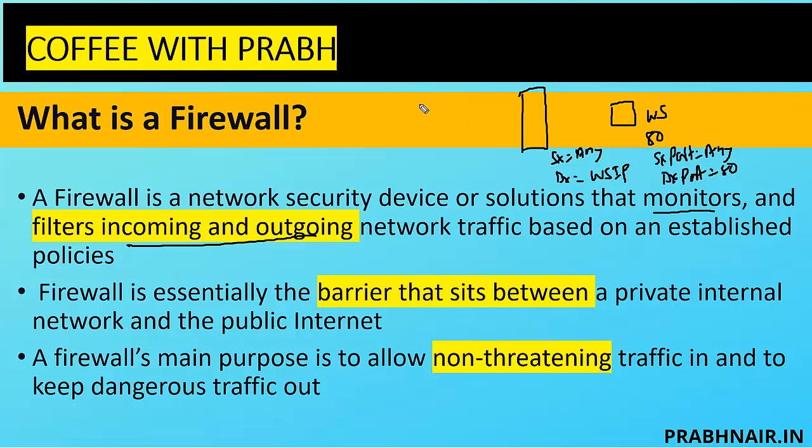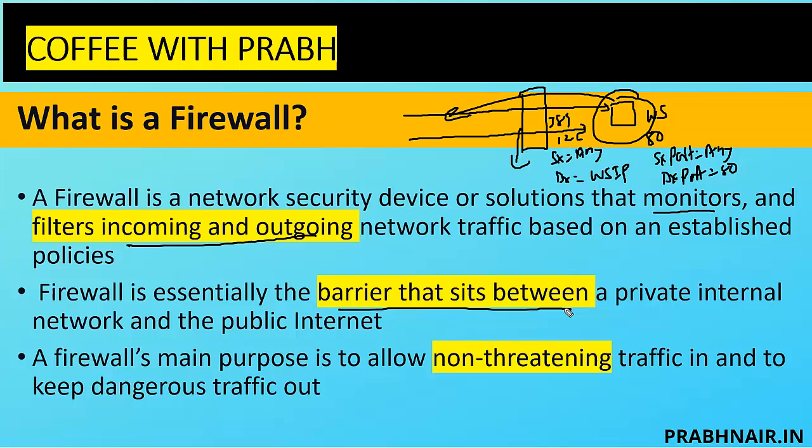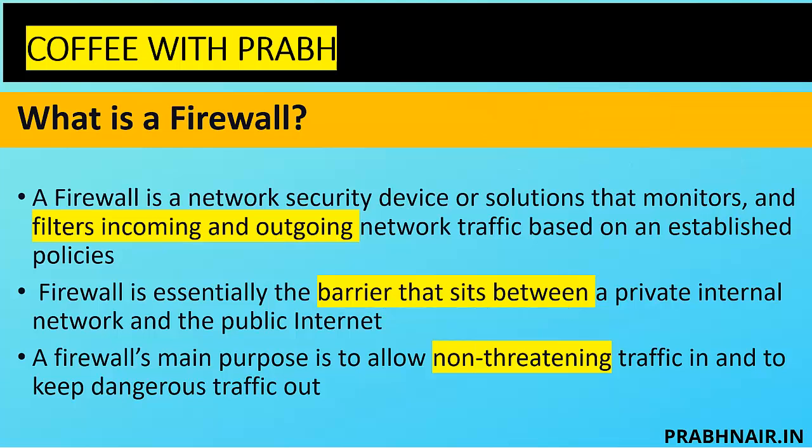So if any traffic is going to port 80, the firewall will allow it, because according to the firewall it is legitimate traffic. But if any traffic is going to port 389 or 121, the firewall will block the packet. This way, it protects my web server from external attacks. That's why a firewall is essentially a barrier that sits between the private internal network and the public internet. The firewall's main purpose is to allow non-threatening traffic in and keep dangerous traffic out.